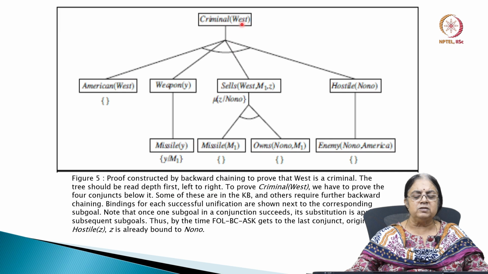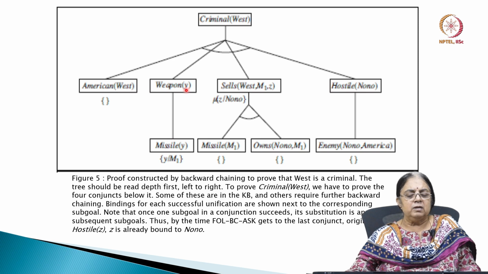So criminal West is what you need to prove. So you are putting criminal West on the top, and then you are finding the rule with criminal West on the right side, and you are getting all these premises: American West, weapon Y, sells West M1 Z, etc. So you need to prove each of those. American West is true. It has already been proved, so there's no need to go further down.